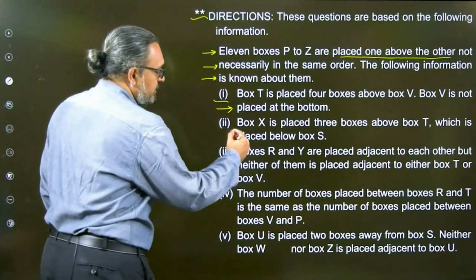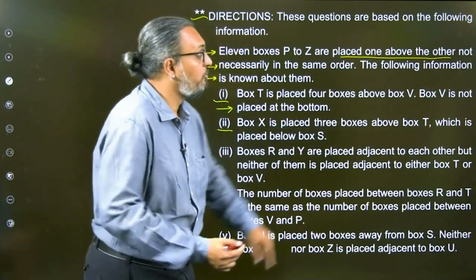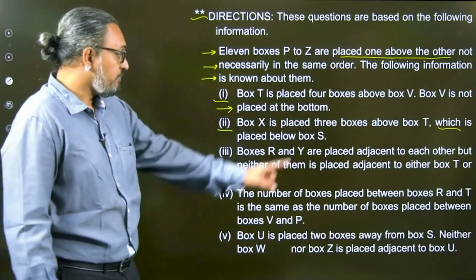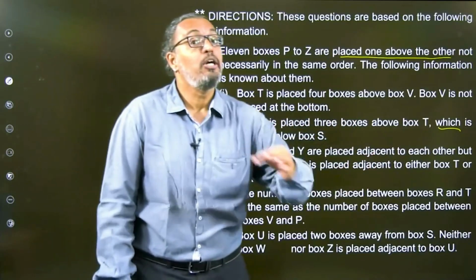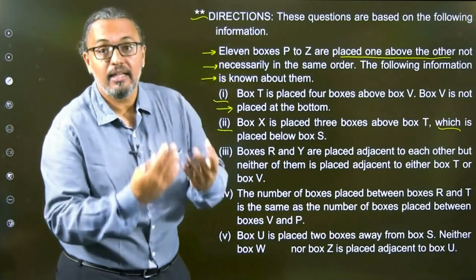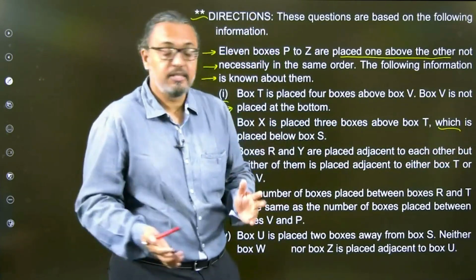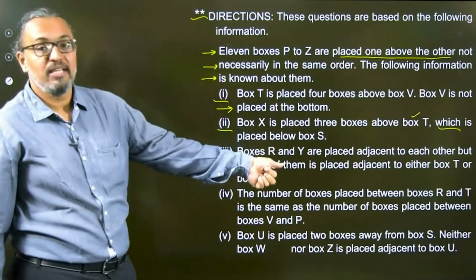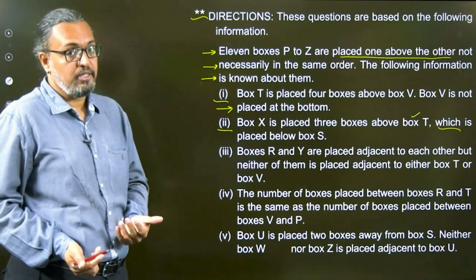Now next, look at this second condition. Box X is placed 3 boxes above T, which, now normally when you have and or but, we always refer to the first. Now in case of persons, he will use the word who. If who is given, it refers to the person just before. Other than persons, if any other parameter is given, then he will use the word which. Who or which, it doesn't matter. It refers to the parameter just before it. Which is placed below S means T should be placed below S. Understanding the point here? That is how you have to interpret this.